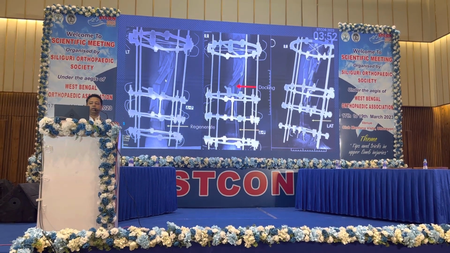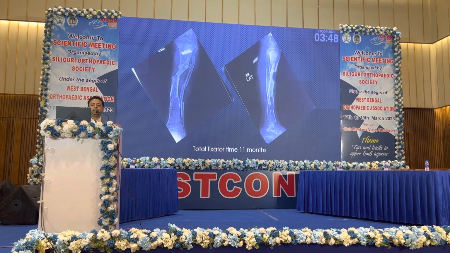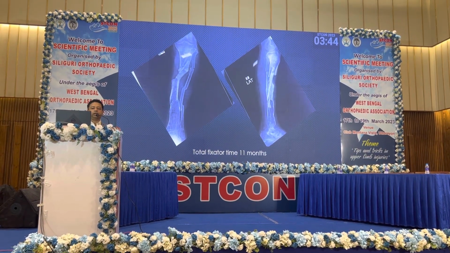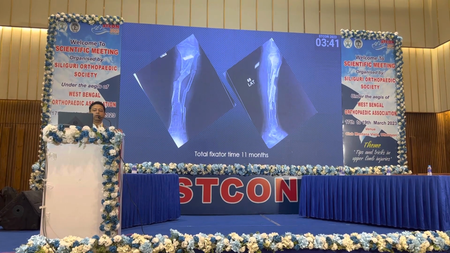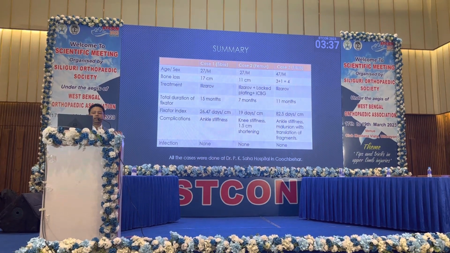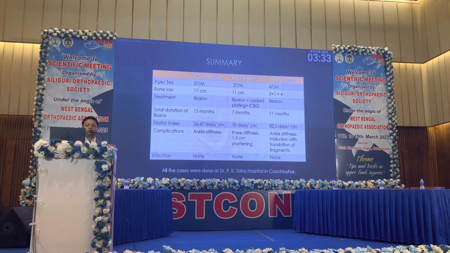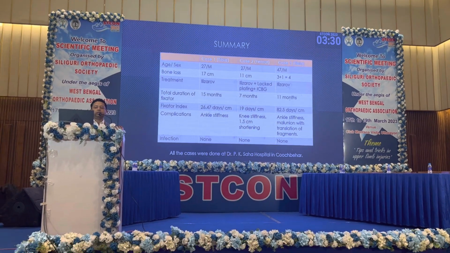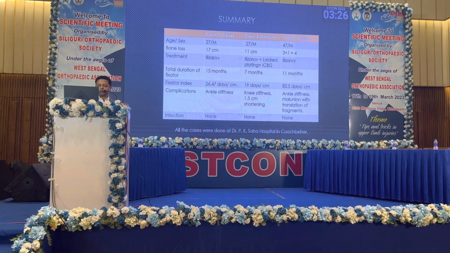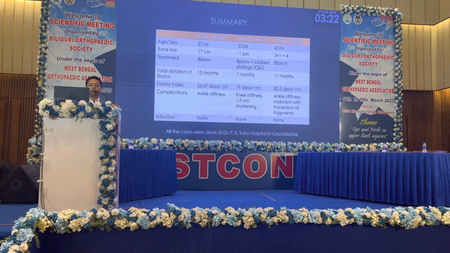This is after the docking, and this is at 11 months. You can see that the union has taken place, and there is some amount of translation of the distal segment, but there is no major deformity. So to summarize, the fixator index in the first tibia case was 26 days. In the femur case, where we applied the distal femur plate, the fixator index was 19 days per centimeter, and in the last case it was 82.5 days.